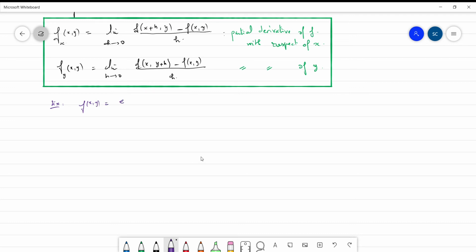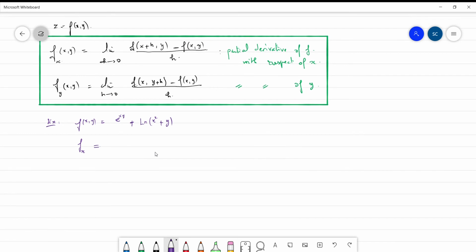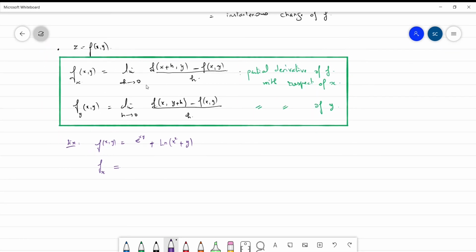exponential of xy plus ln of (x squared plus y). I'm looking to compute the partial derivative with respect to x. So it's easy. I can use the differentiation tools we learned before. y is fixed, so it's like a fixed number. So I focus only on the variable x, and here y for me is a parameter, like a constant.